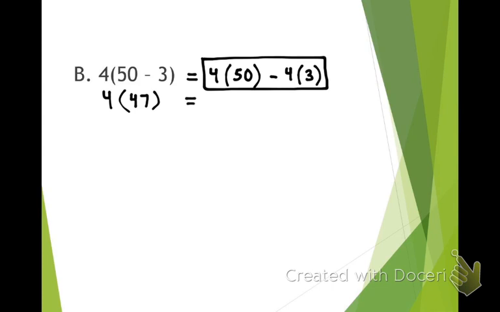Okay, remember, you want nice, neat work, so bring down those equal signs. Next up, 4 times 50. Count by 50s 4 times. What do you get? 200. Bring down your minus. And what's 4 times 3? 12. Okay, so now let's go ahead and figure this out. You guys can pull out your calculators to see if they equal each other. Okay, 4 times 47 is 188. And what is 200 minus 12? 188. Does that equal each other? Yes. All right, good job. Give yourself a mini check mark showing that 188 does in fact equal 188.